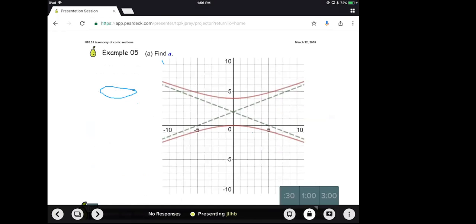So let's do these two, and then we'll actually basically be done. Let's find A for this, and I think the next one will be finding B, so look at that.